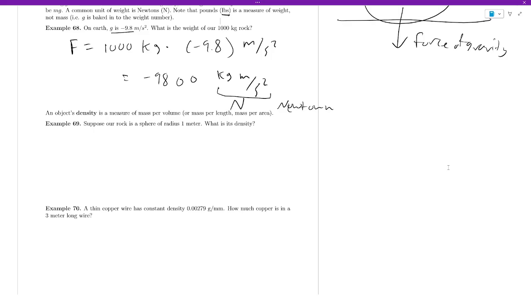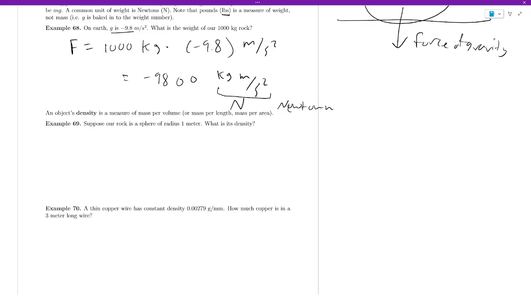If I had 1,000 kilograms of feathers, that'd be huge. It'd be like a truck full or something. Or if I had 1,000 kilograms of gold, it'd be a lot smaller because it's very dense. So mathematically, we just have to do a division. I'm going to take the mass and divide it by the volume. And that number, I call the density. So let's look at this example.